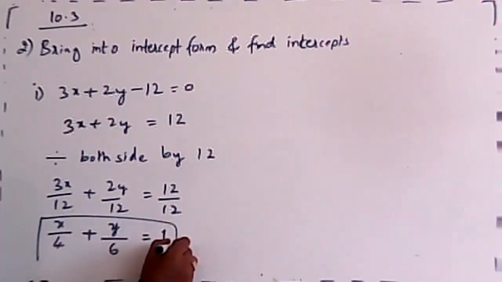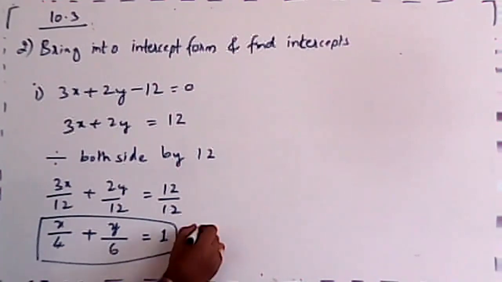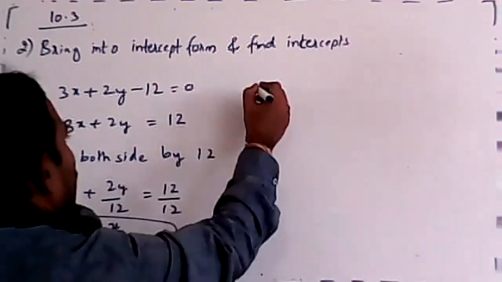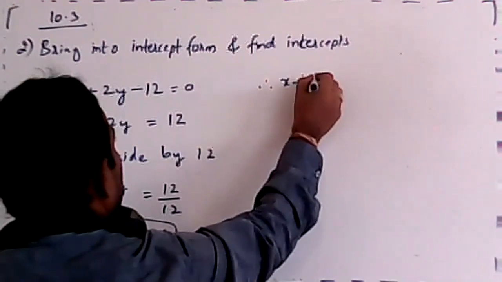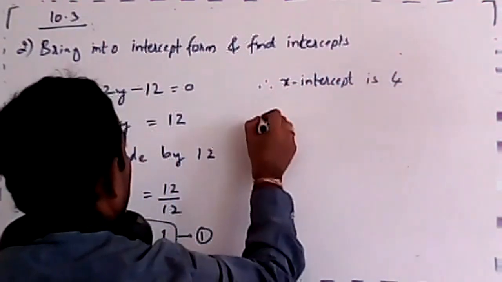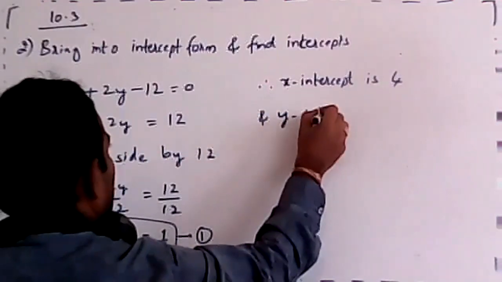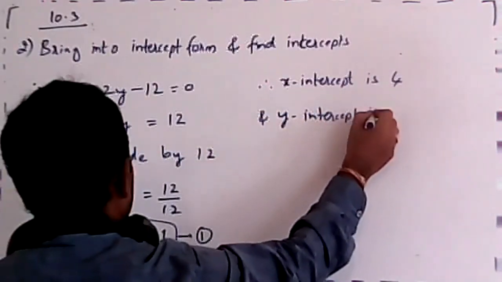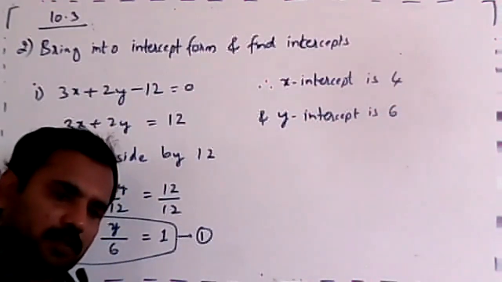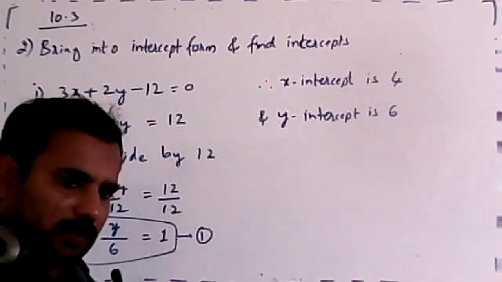Now this is looking like the intercept form, x by a plus y by b is equal to 1. x by a means the x-intercept, and y by b means the y-intercept. Therefore, the x-intercept is 4 and the y-intercept is 6. Did all of you get the same answer? Good. a is equal to 4, b is equal to 6.